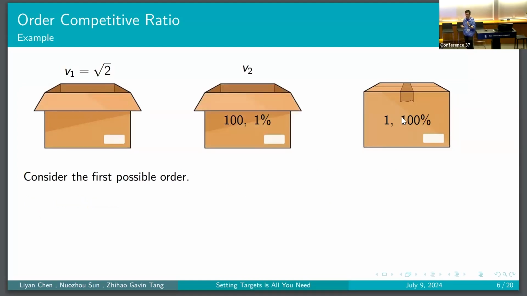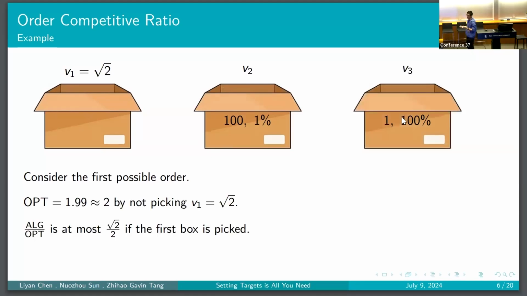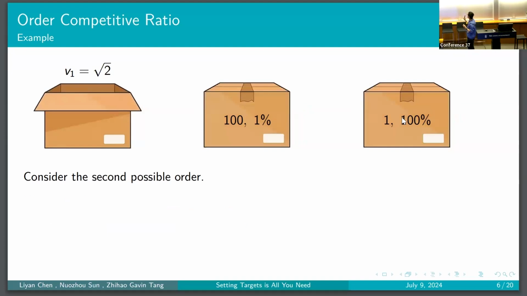The first possible order is that box 2 comes next, and then box 3. In this order, the optimal algorithm can get expected value nearly 2 by not picking the first box, because it can pick the second box if the value inside it is 100, and otherwise pick the third box. If our order unaware algorithm picks the first box, then its ratio is at most square root 2 over 2.